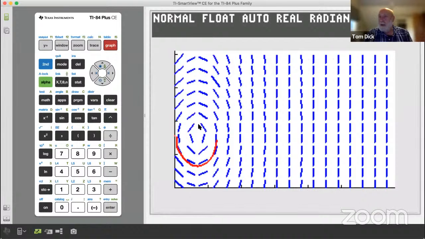And I get a little bit more. So you can see I changed the window a lot. Each time I change the window, I do need to run the slope field program again. But this is looking like a pretty good fit. Pretty cool. All right.